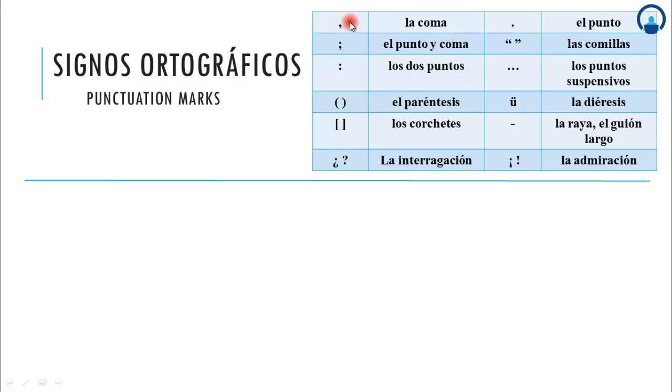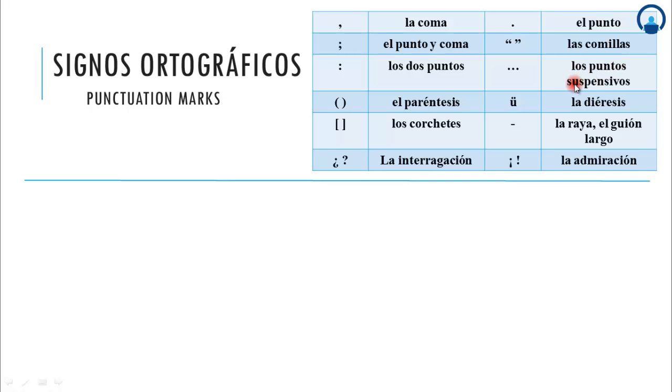Going through the punctuation marks, the first one is comma, called la coma; semicolon, el punto y coma; colon, los dos puntos; round brackets, el paréntesis; square brackets, los corchetes; question marks, la interrogación; full stop, el punto; inverted commas, las comillas; consecutive dots are called los puntos suspensivos.